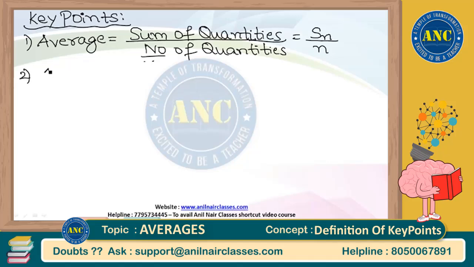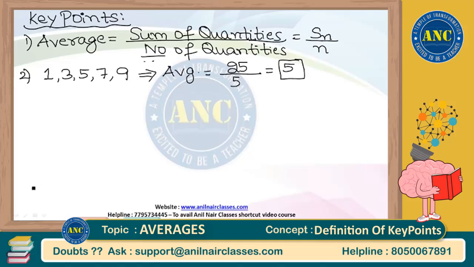Suppose, for example, I have a series 1, 3, 5, 7, 9, right? Just now I told you average is nothing but sum of the quantities by number of quantities. Sum is nothing but if I add all these 5 terms, I will get the sum as 25 divided by number of quantities, which is 5. 25 divided by 5 is 5. My average for this given series is 5.